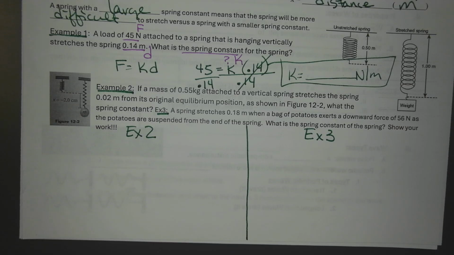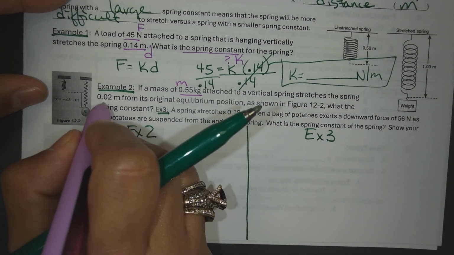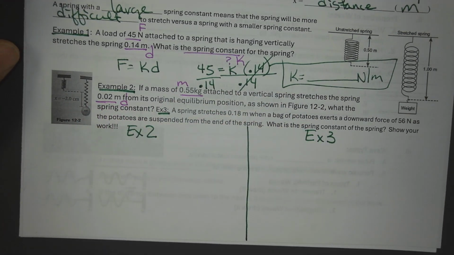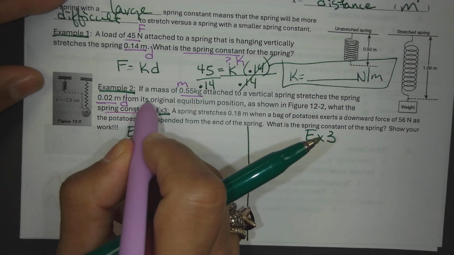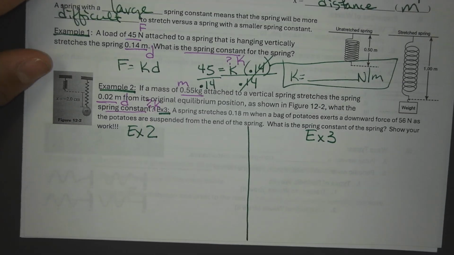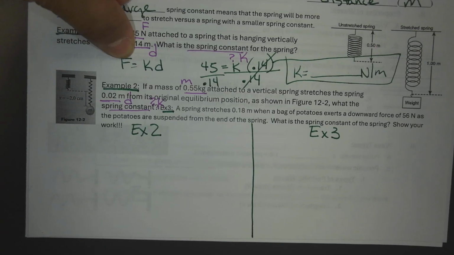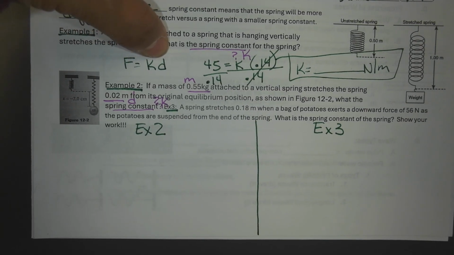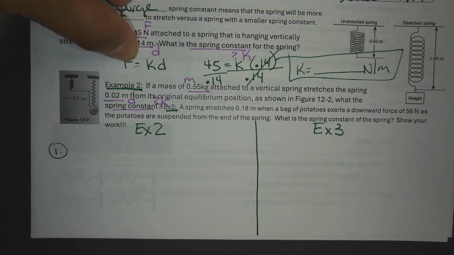It says that there's a mass of 0.55 kilograms. It's attached to a vertical spring and it stretches at a distance of 0.02 meters. What is the spring constant? Question mark K value. Okay, what's the K value? So the problem here is that I need force for newtons, I'm looking for K value, and I do have distance. Where's my force number? It's actually not given to me.